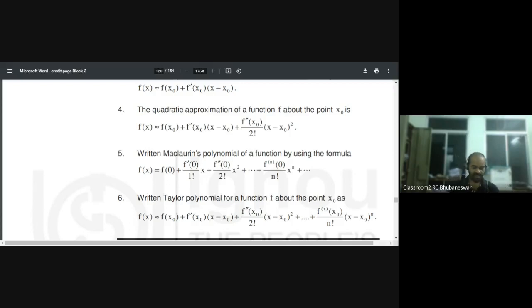And in the same Taylor's formula, if we put the value of x0 equal to 0, we have the formula number 5 that was represented in point 5. So if we compare the formula in point 5 and point 6, both are exactly the same, but the only difference is that in the Maclaurin's polynomial we are using the point at origin. So 0 means origin. So here the x0 point is 0.